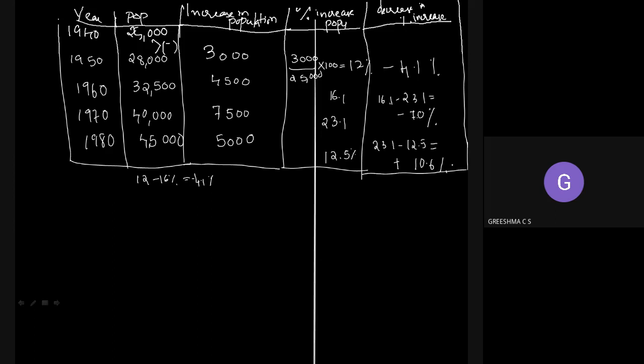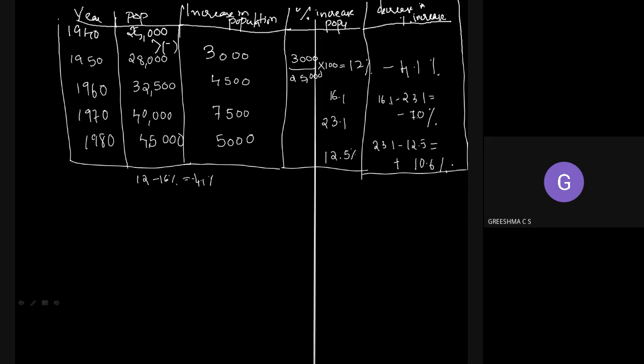Okay, so you can see this negative value indicates an increase in the population, and coming to the last year, that is 1980, you had a decreased rate of population. The population increase rate has decreased. That is 23.1 minus 12.5, you are getting a positive value, plus 10.6.